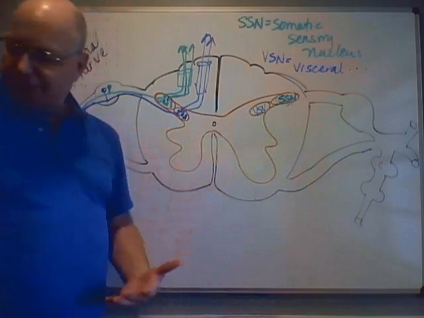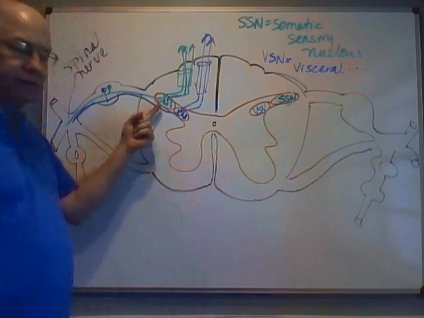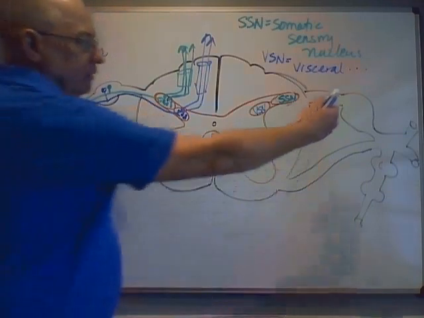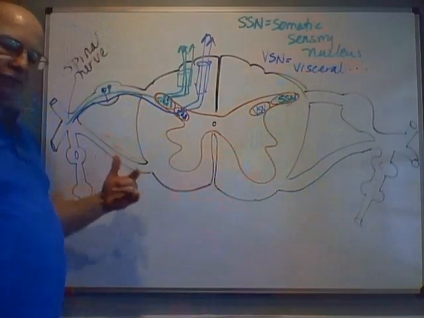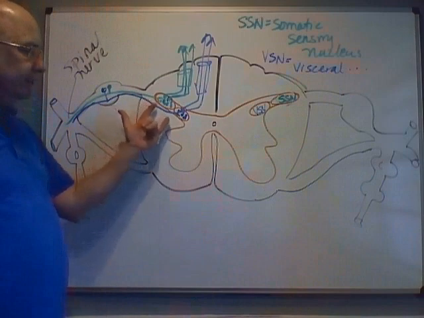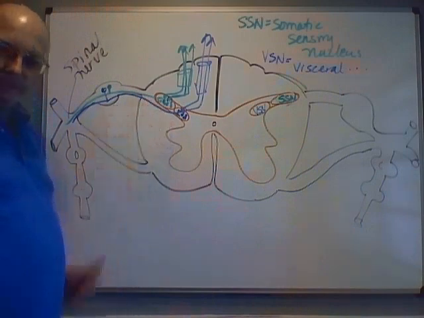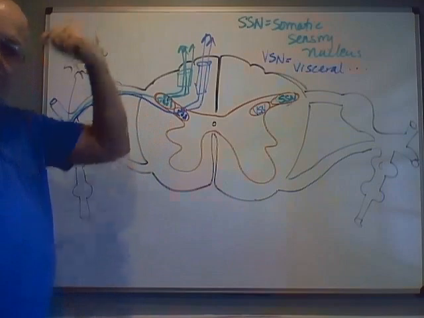So ultimately, the function of the posterior gray horn is it contains both the somatic sensory nuclei and the visceral sensory nuclei, which are going to receive sensory input from either side of the spinal cord. Got it?